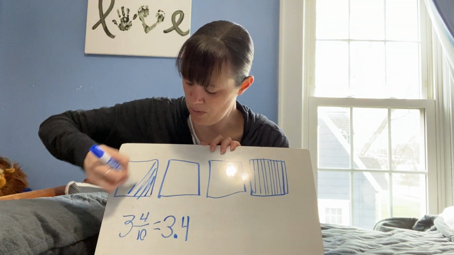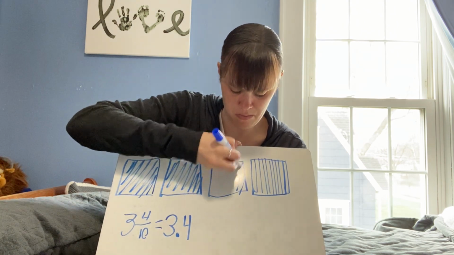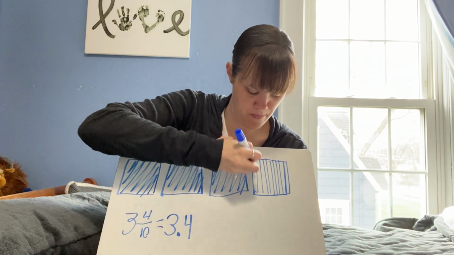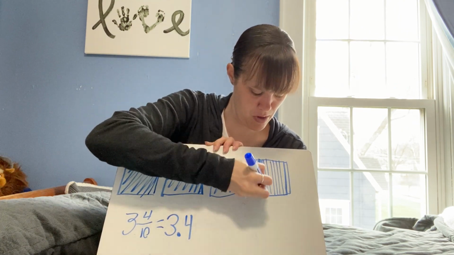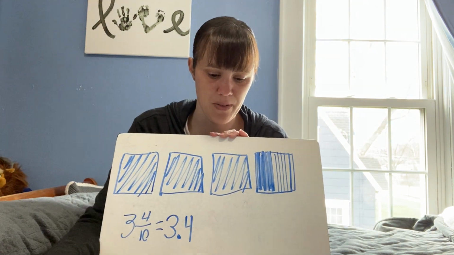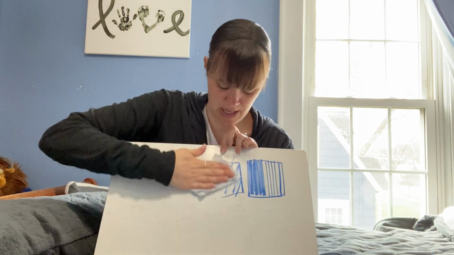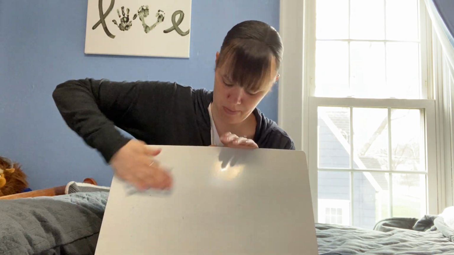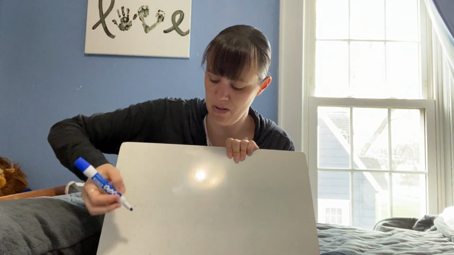So we color in 3 wholes, 1, 2, 3, and then we color in 4 of these. 1, 2, 3, 4. 3 and 4/10. Beautiful. D is 2 and 5/10. So I'm going to color in 2 wholes and then 5/10 of the other.